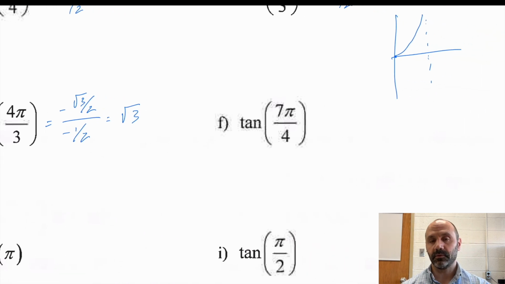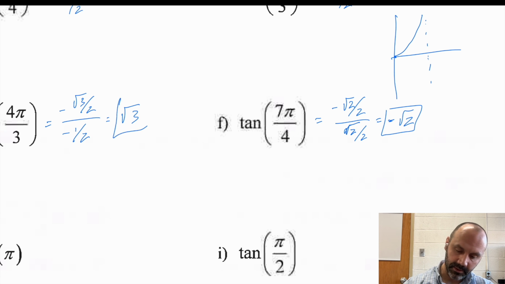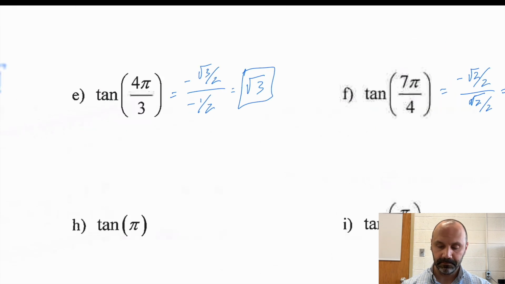7 pi over 4. So I'm in the fourth quadrant at kind of the 45-degree mark there. So I have a negative y coordinate and a positive x coordinate. So sine over cosine. And this ends up just being negative root 2. Sometimes I put the boxes around, sometimes I don't.